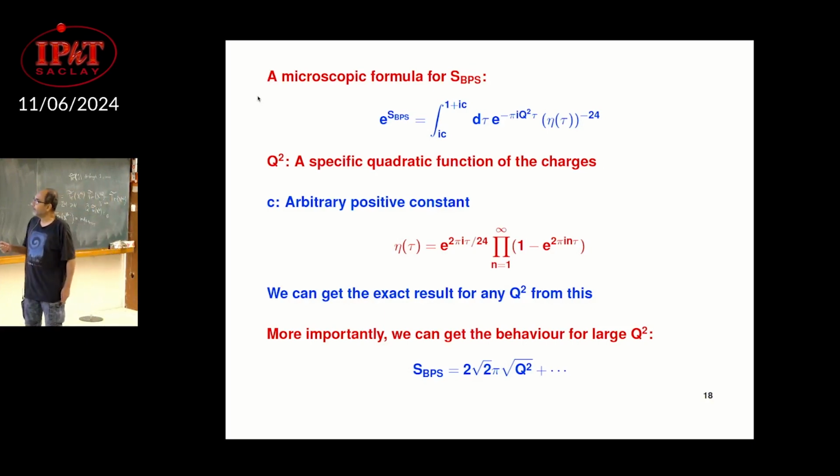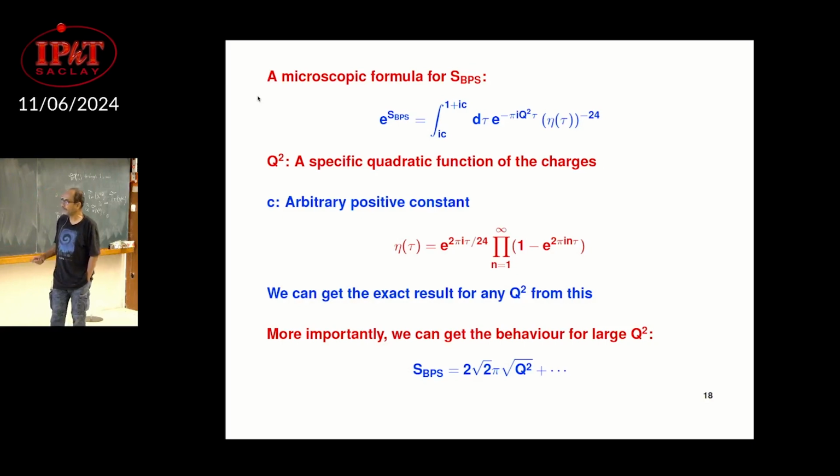Okay. So e to the S_BPS is given by this formula over here. Eta of tau is the Dedekind eta function, which is explicitly given here. Roughly one can say that e to the S_BPS is given by the Fourier expansion coefficients of this function, eta(tau) to the minus 24.